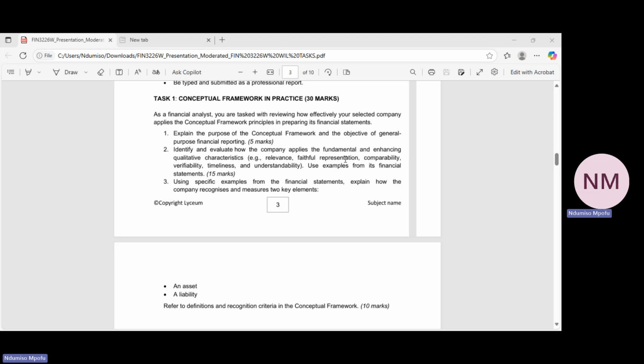Comparability deals with you being able to what? To compare. Comparability deals with being able to compare something.